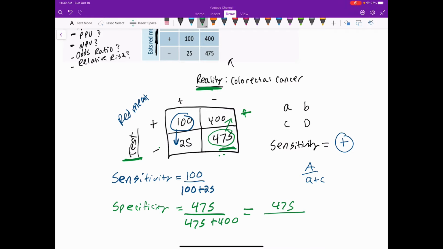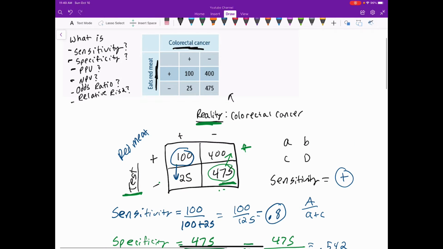It's math that you have to do eventually, which is unfortunate, but you'll have a calculator on the exam, and it'll be 100 over 125. Okay, and I'm going to plug these into the calculator because I don't know it off the top of my head. So 100 over 125. For sensitivity, we're going to have 0.8. This is going to be our sensitivity. Okay, and then our specificity is going to be 475 divided by 875. Okay, and we're going to end up with 0.542. Okay, so this is going to be our specificity.